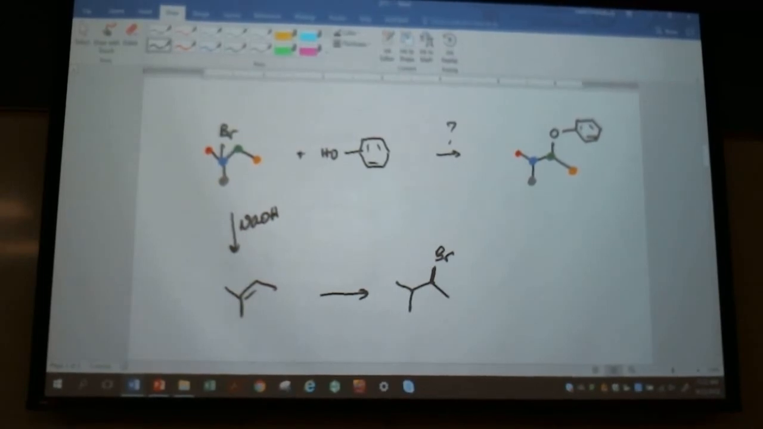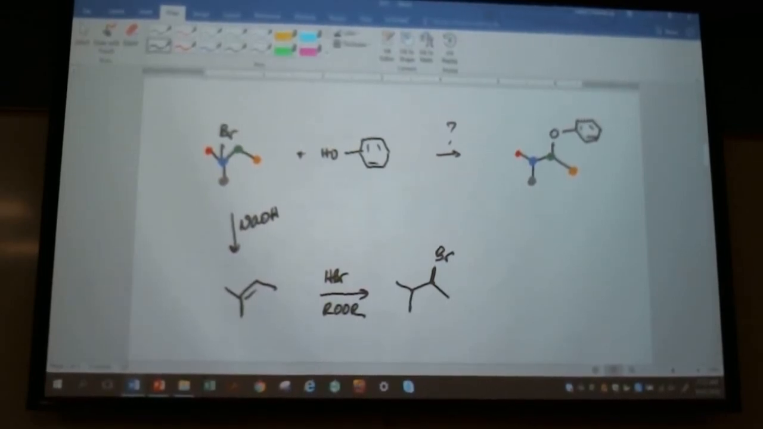Is this a Markovnikov or anti-Markovnikov product? Anti-Markovnikov, right? The bromine is on the least substituted carbon. So anti-Markovnikov in this case means HBr with peroxides. Now I have the bromine where I want it. Now I can go ahead.